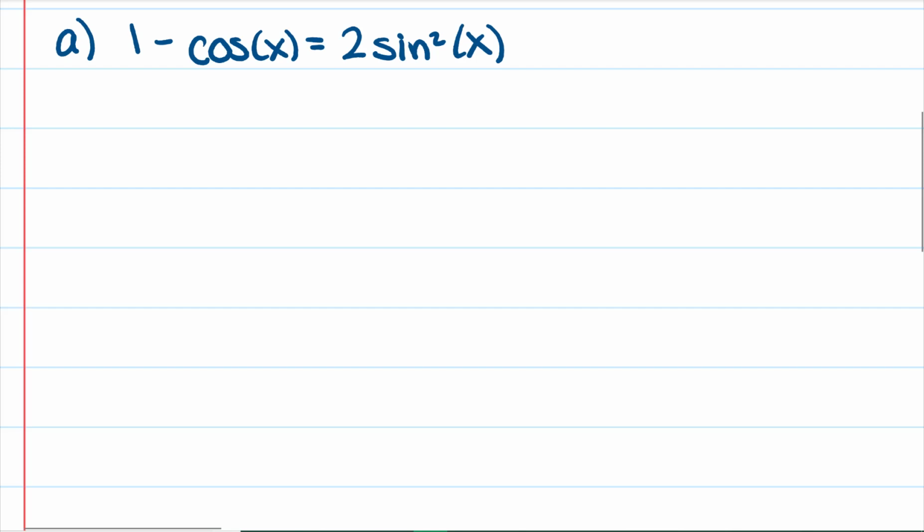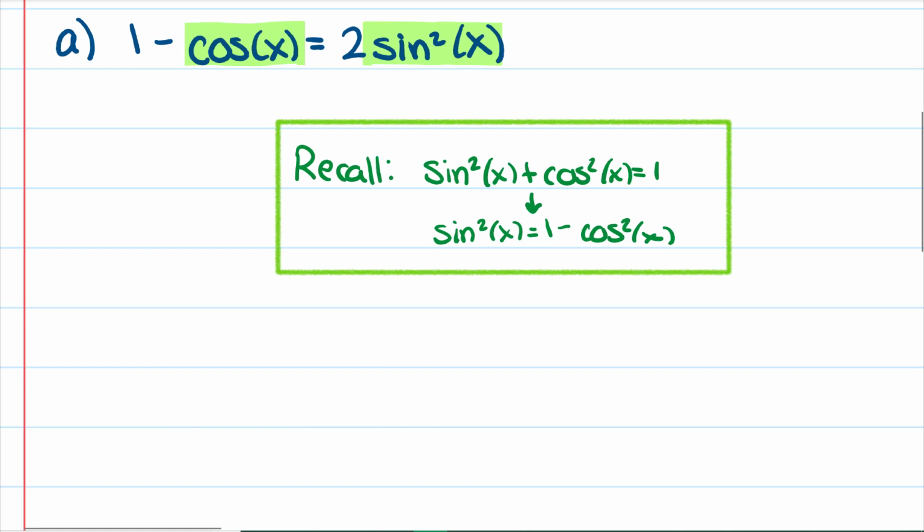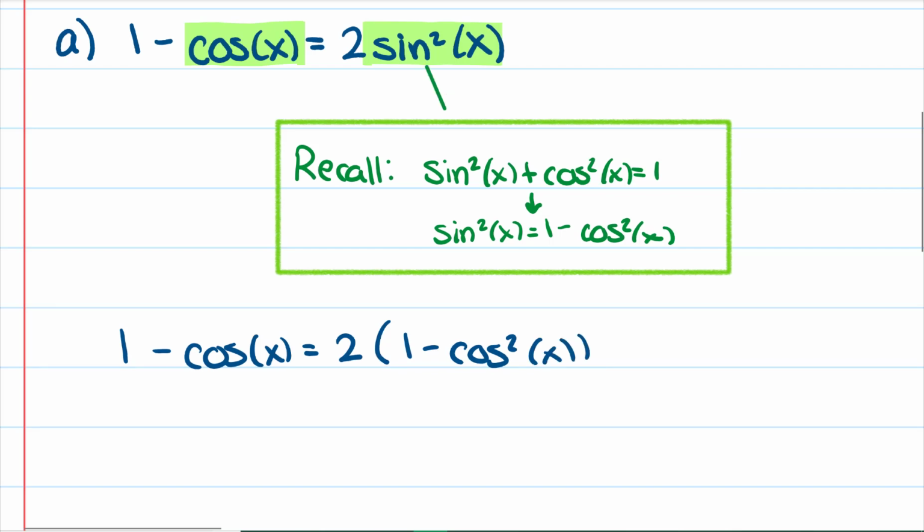So the first thing I notice is that these trig functions are not the same. And so because of that, I need to convert one of them. So we're going to write down an identity. Recall that sine squared plus cosine squared equals 1. So sine squared is going to be equal to 1 minus cosine squared. So then I get 1 minus cosine of x is equal to 2 parentheses 1 minus cosine squared. So again, the sine squared goes in, and a 1 minus cosine squared comes out.